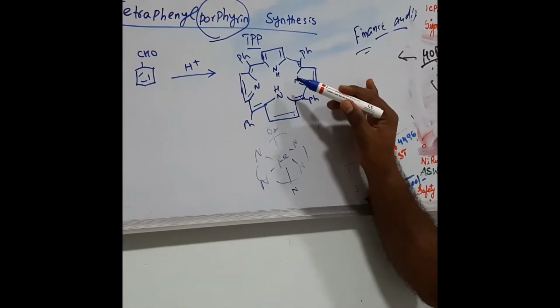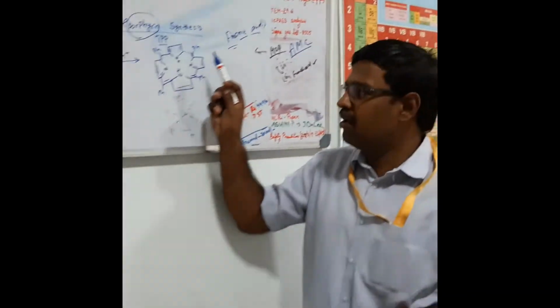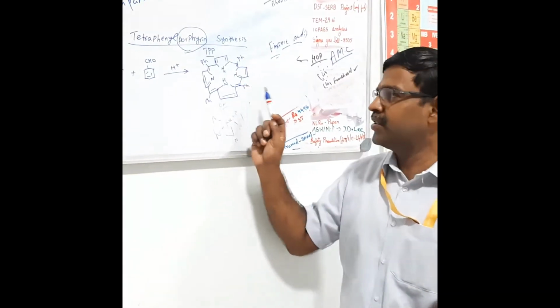It is a highly conjugated system, and it is an 18 electron system. So it is a relatively stable system for any kind of metal ion incorporation and application.